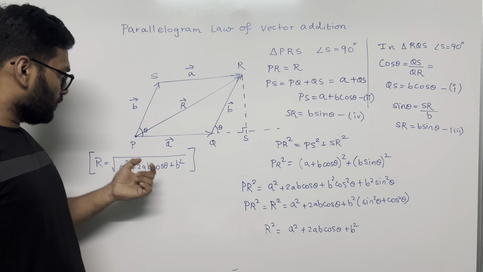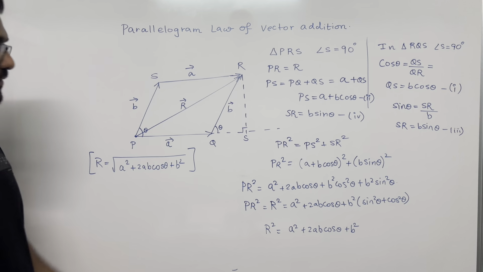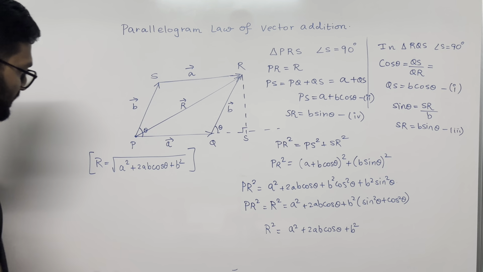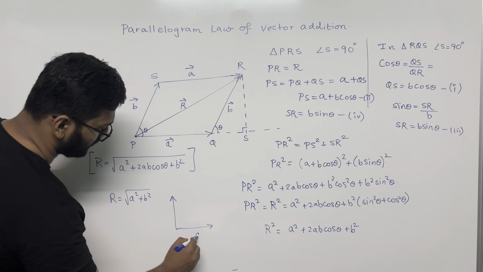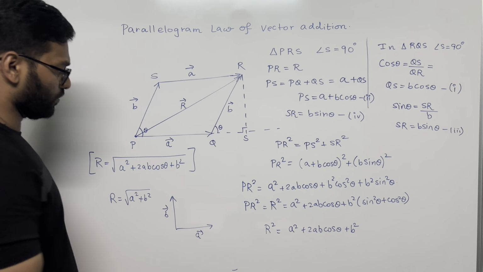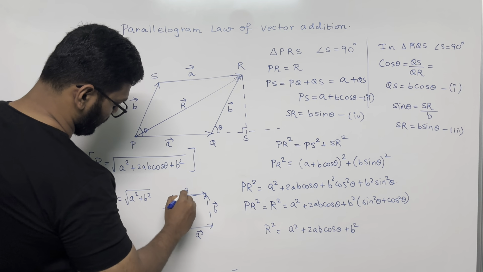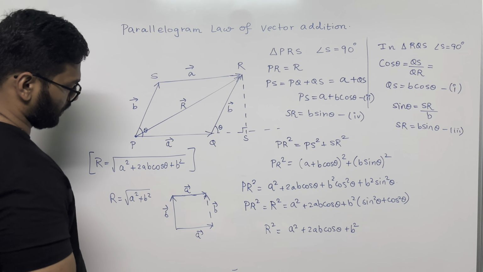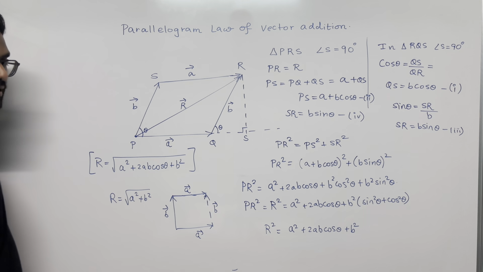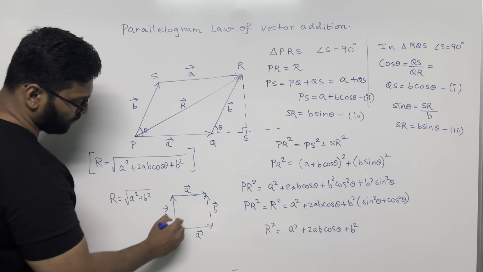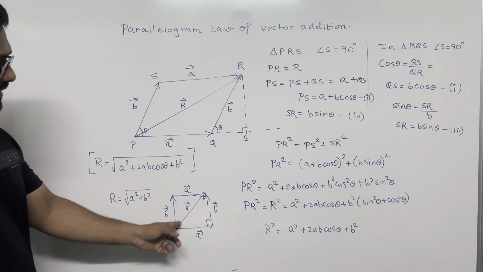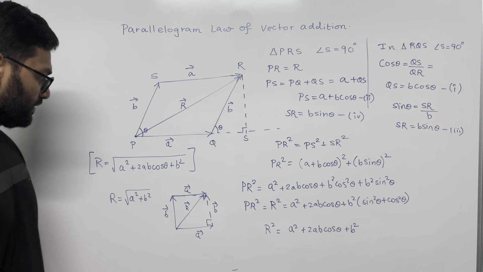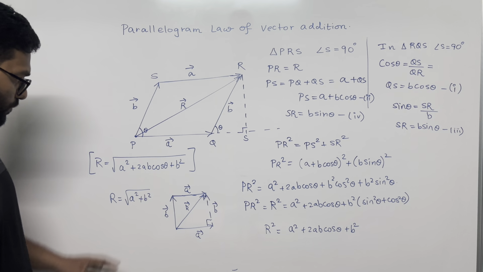Okay, now look at the special case. If theta is 90, then cos 90 will become 0, and simply you will have R equal to square root of a square plus b square. So that verifies, right? If you have two vectors like this, a bar and b bar, this is a parallelogram, no issues. But this is not a square, this is a rectangle. If a and b were equal, then it would have been a square. Now this a bar and b bar give you this resultant. You can see the resultant has to be square root of a square plus b square, because this angle is 90 degrees, and thus this angle is also 90 degrees. So that means our formula is correct.